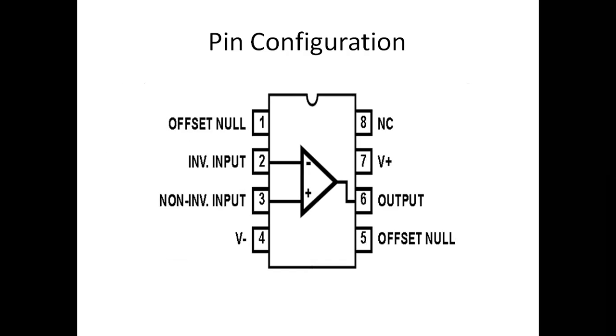If you see, IC 741 is an 8-pin IC. At pin 1 and pin 5, we can make this as an offset null. There is no need to make any connection. We can give inverting input negative at pin number 2. We can give positive input at the non-inverting input, that is pin number 3. We can give positive voltage supply at pin number 7. We can give negative supply at pin number 4. We can take the output from pin number 6, and at pin 8 there will be no connection.